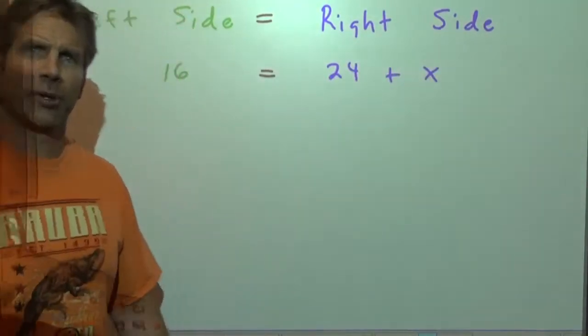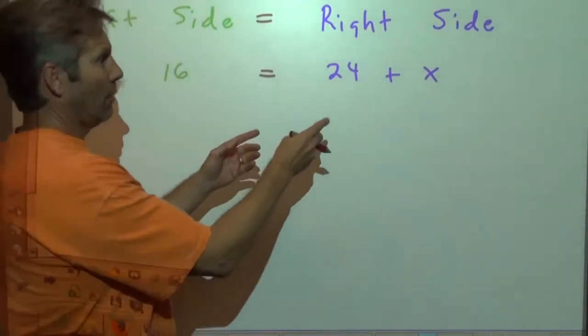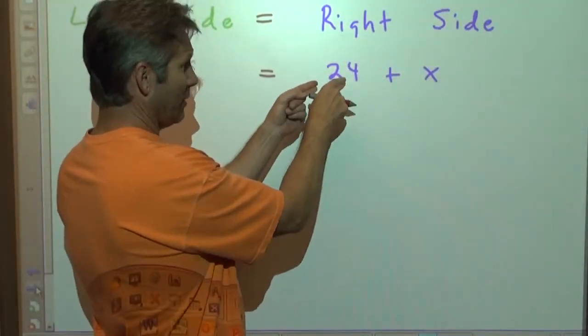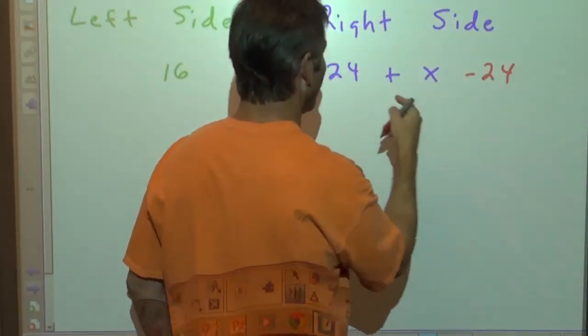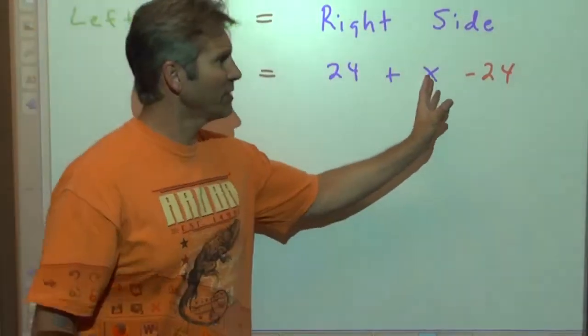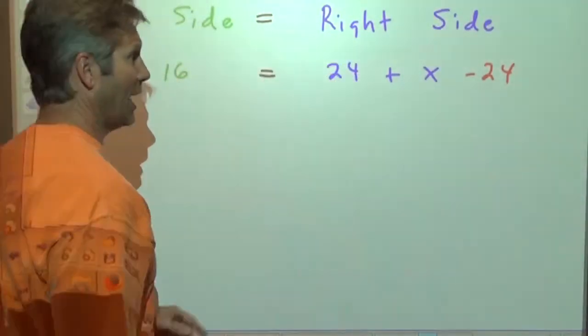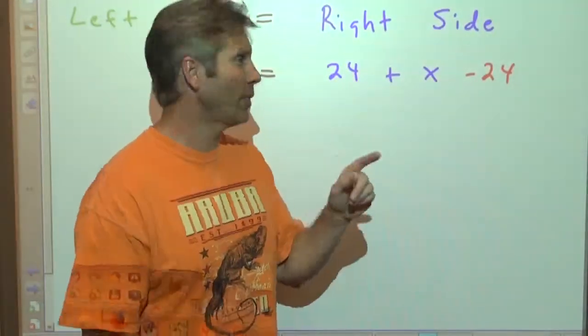We put the variable term on the right side, no problem. We've got to get x by itself. We get it by itself by subtracting 24 from the right side. Instead of showing minus 24 below, I'm going to this time show minus 24 on the same line. Because think of what you're doing.